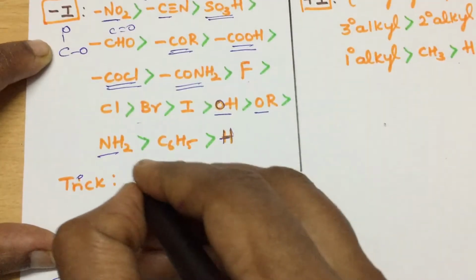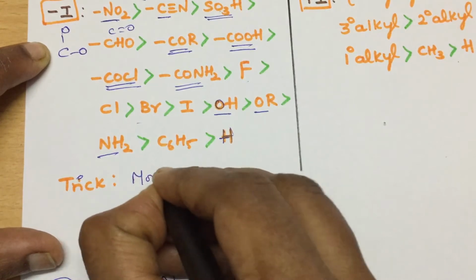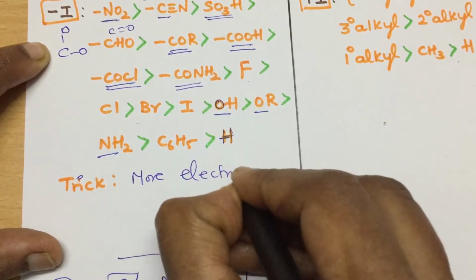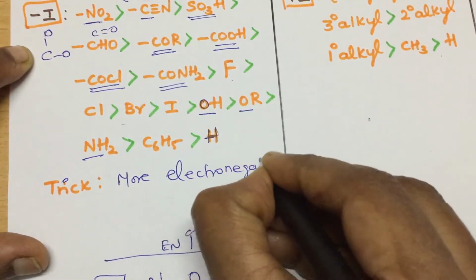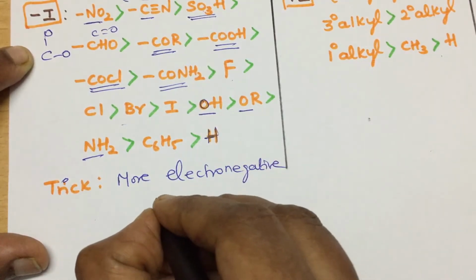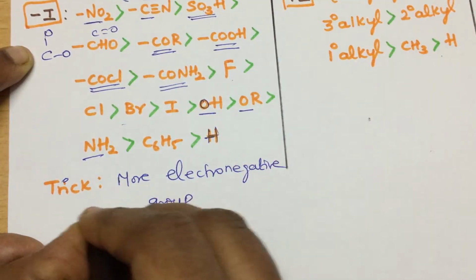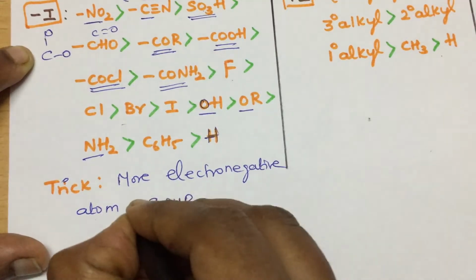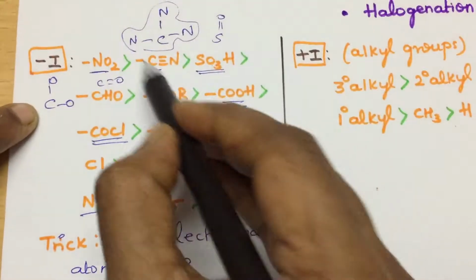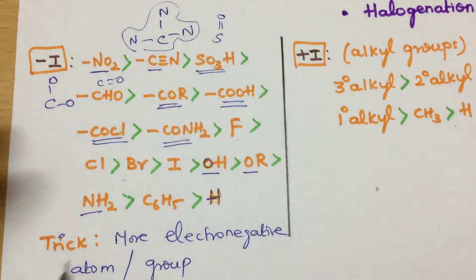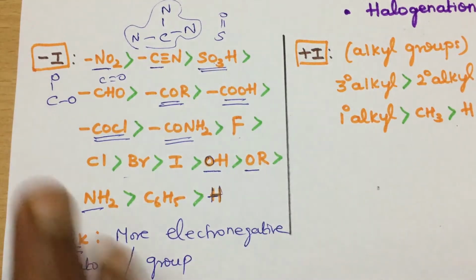Okay, the trick is what? More electronegative atom, more electronegative group. In fact, we can call it an atom or group. Okay, if the entire unit is a group, you have to see if it is more electronegative or not.